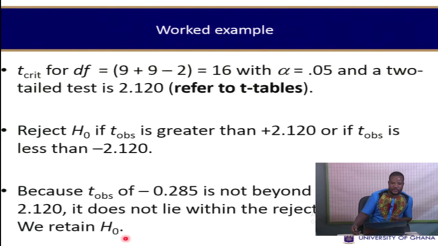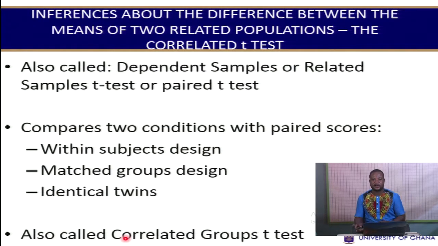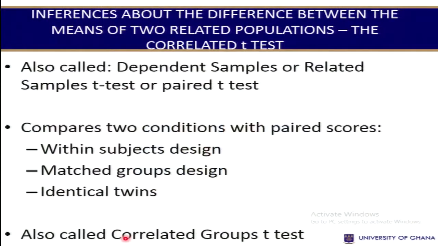Now let's look at the final one, the correlated t-test. As I said, it's also called the paired t-test, the matched t-test, or the dependent t-test. Here we use it when we are making inferences between the means of two related samples. If you look at it clearly, the correlated t-test is just the opposite of the independent t-test.